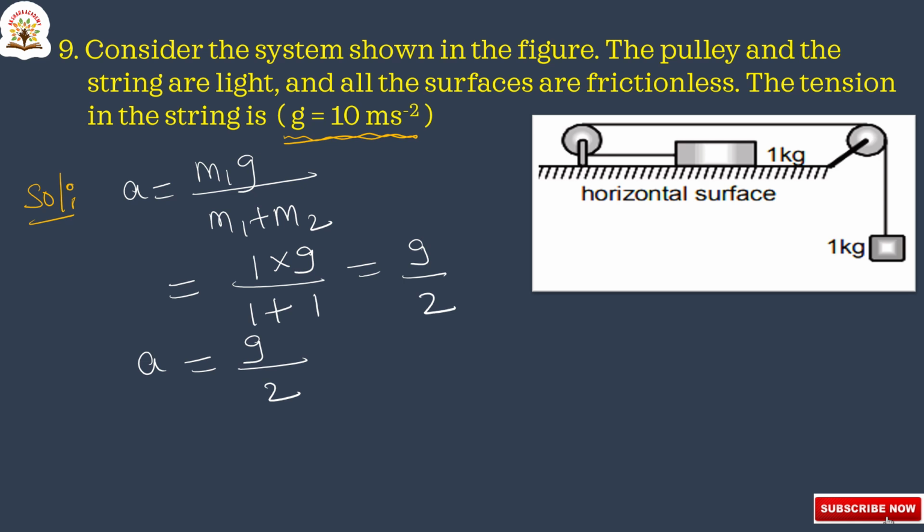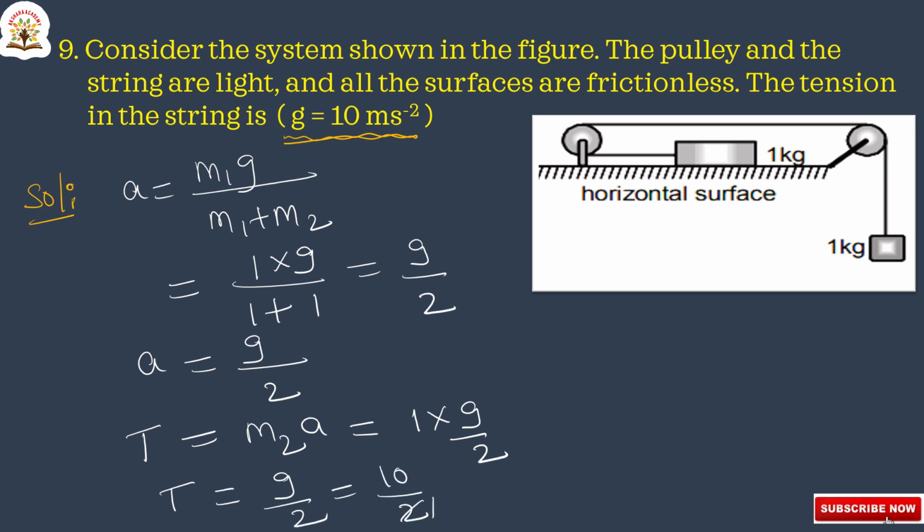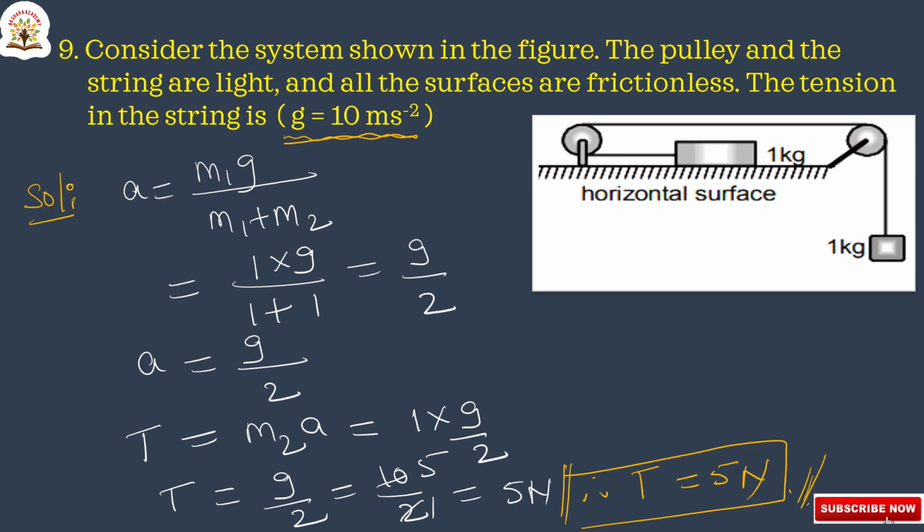Now we have to calculate tension in the string. T is equals to m2 into A. A nothing but g by 2. So 1 into g by 2. So T is equals to 1 into g by 2, g by 2. g they given as 10, 10 by 2. 2 fives are 10. So T is equals to 5 newtons. So therefore tension T is equals to 5 newtons. Okay, this is final answer. Okay, next we will go to the next question.